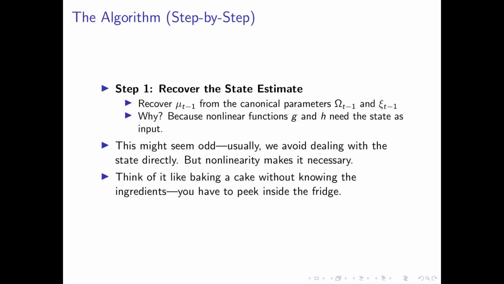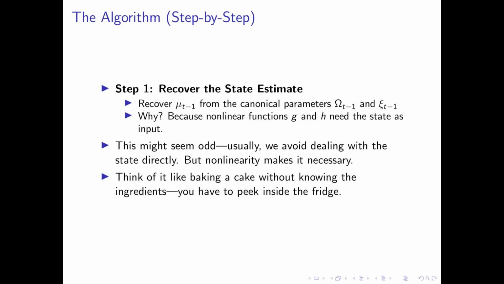The algorithm step by step. Now let's walk through the algorithm step by step with some commentary to keep things lively. Step 1. Recover the state estimate. Before we can do anything, we need to recover the state estimate from the canonical parameters. And why? Because the nonlinear functions g and h need the state as input. Line 2, we need the state to feed into our funky functions.